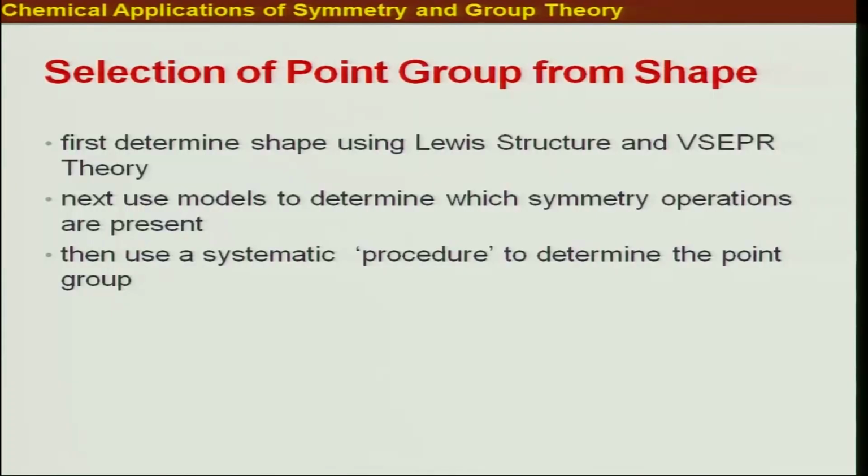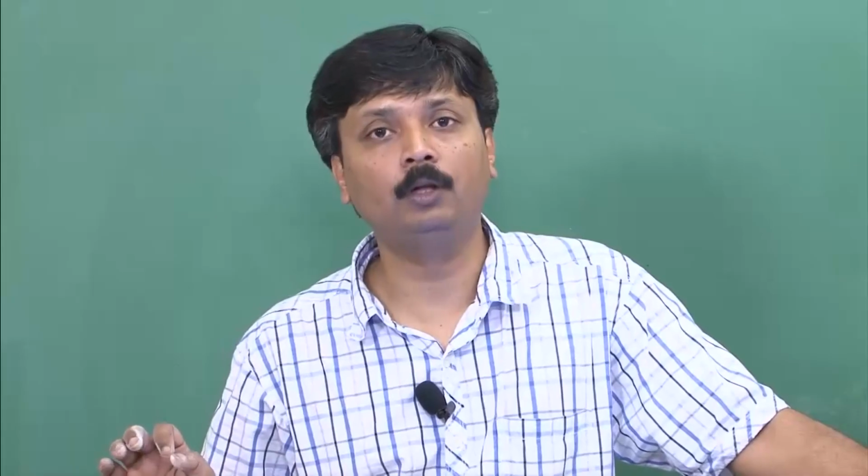As I was saying, first you determine the shape of the molecule. You can use the Lewis structure and apply VSEPR theory, which I'm not going to discuss because I assume all of you know it. Find out the structure using this theory, and it is highly recommended that you use a model to determine what symmetry operations are present. At least find out the symmetry elements, and from there find out the symmetry operations. Then you have to use a systematic procedure to find out which point group your molecule belongs to.